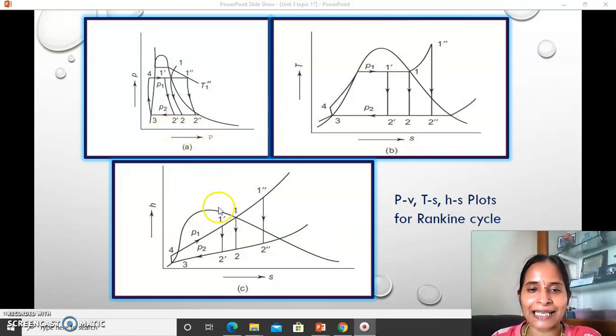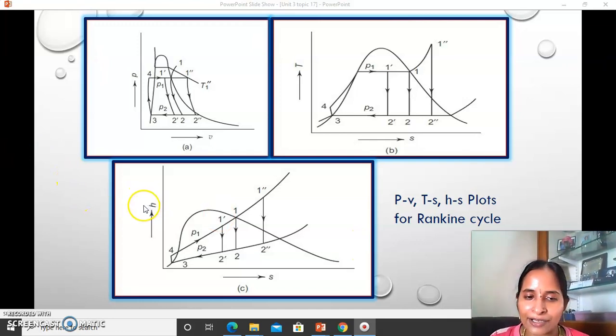Please follow this slide, try to draw and practice again and again. Here in P, constant pressure processes are horizontal lines. Here in T, also horizontal, because phase change occurs at constant pressure and constant temperature. And here in H, you cannot get the horizontal line. Instead, constant pressure lines are shown as sloping downward lines. Are you getting it? You can get horizontal lines in the PV and TS diagrams.